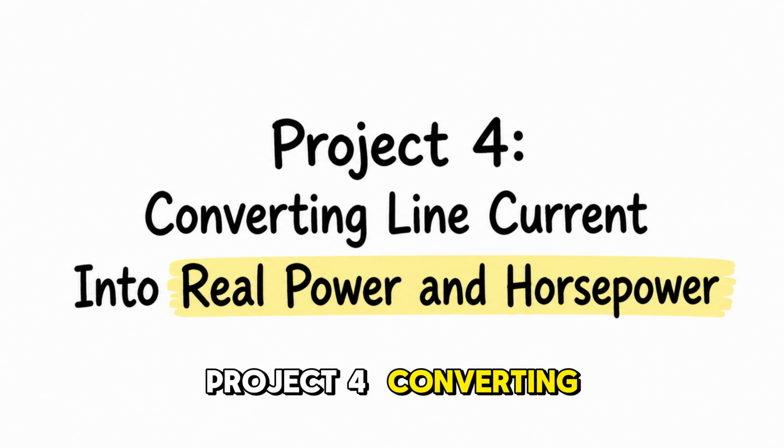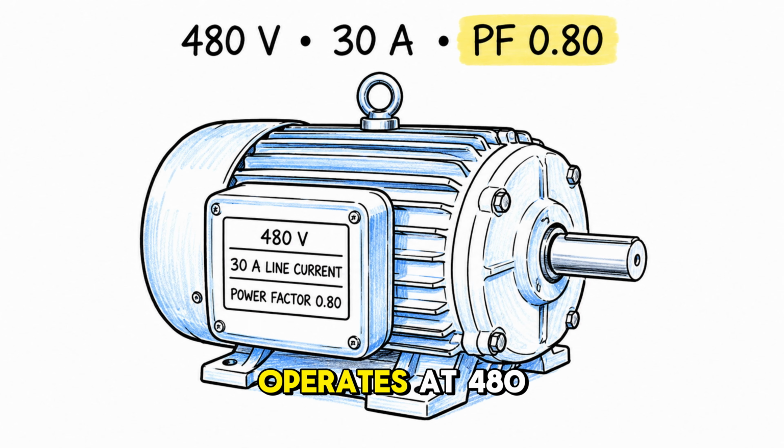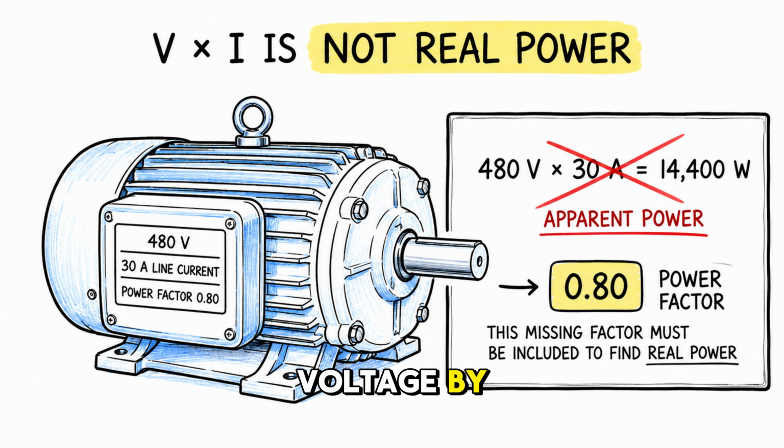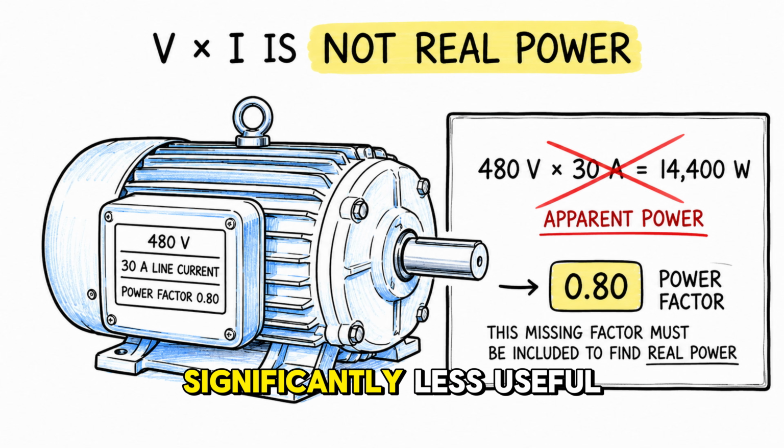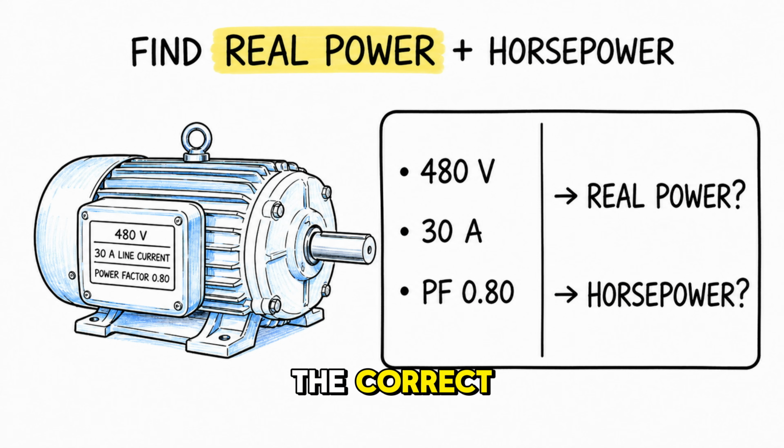Project 4. Converting line current into real power and horsepower. A factory motor operates at 480 volts and draws 30 amperes of line current at a power factor of 0.8. Many engineers multiply voltage by current to find power and get 14,400 watts. But this calculation gives apparent power, not real power, and the motor is doing significantly less useful work than this number suggests. So what is the correct real power and horsepower consumed by this motor?